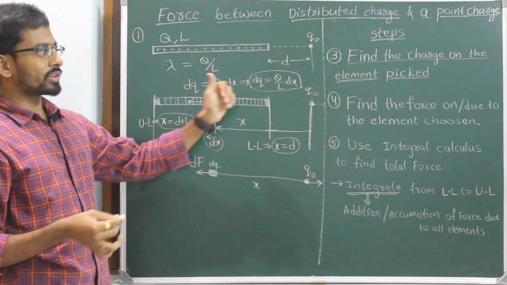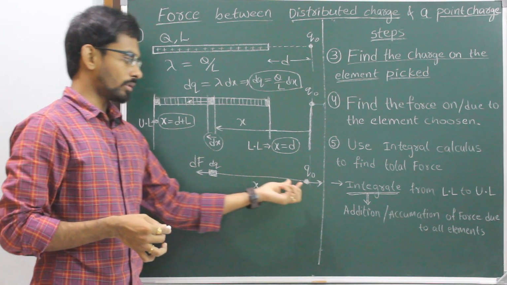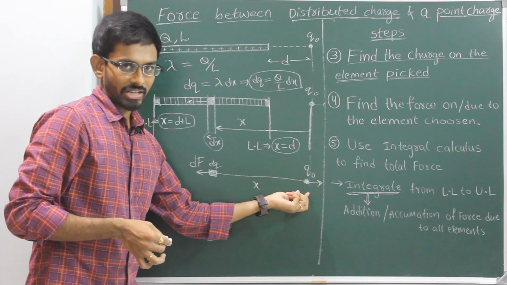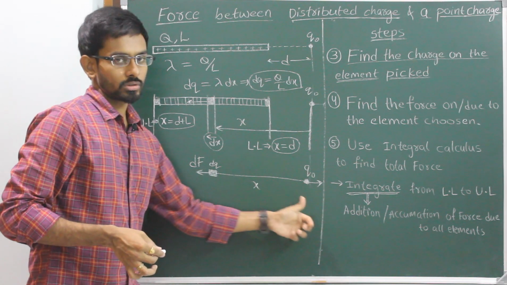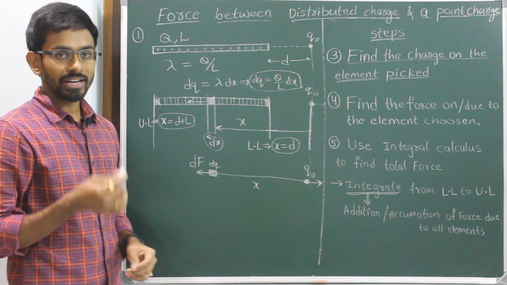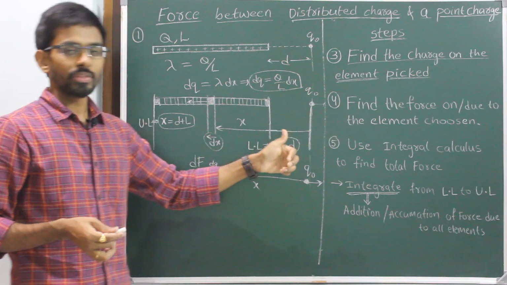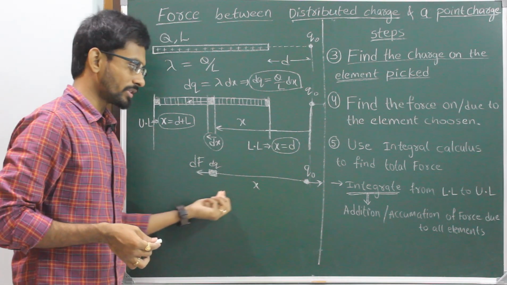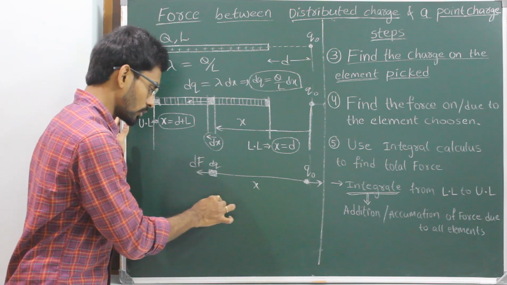So once we found the charge on the element, now we know charge on the element and we know charge on the point charge, and we also know the distance between these two point charges. We can find the force. So the next step is find the force on or due to the element chosen. So force between these two. So now we can use Coulomb's law to find the force.